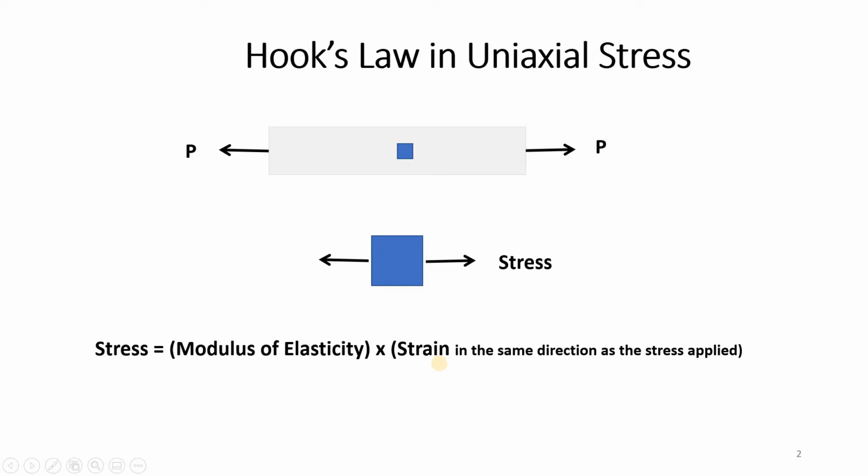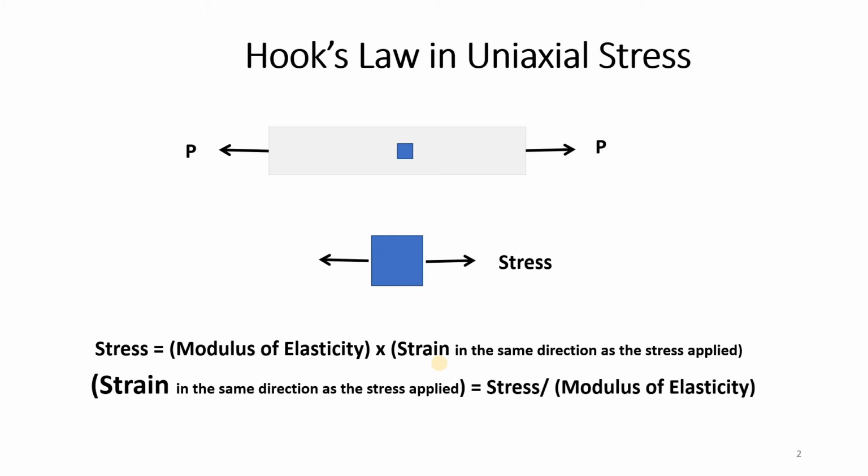So we can rewrite this equation for strain in the same direction as the stress applied. This can be written as strain in the same direction as the stress applied equal to stress applied divided by modulus of elasticity. Important thing to keep in mind is that in uniaxial state of stress, Hooke's law relates stress and that strain which is in the same direction as the stress applied.